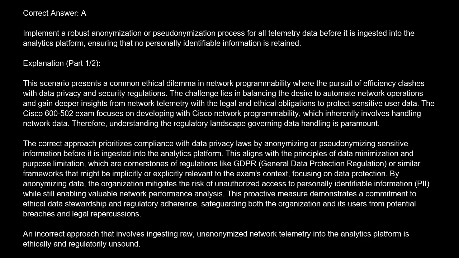The Cisco 600-502 exam focuses on developing with Cisco network programmability, which inherently involves handling network data. Therefore, understanding the regulatory landscape governing data handling is paramount. The correct approach prioritizes compliance with data privacy laws by anonymizing or pseudonymizing sensitive information before it is ingested into the analytics platform. This aligns with the principles of data minimization and purpose limitation, which are cornerstones of regulations like GDPR, the General Data Protection Regulation, or similar frameworks that might be implicitly or explicitly relevant to the exam's context, focusing on data protection. By anonymizing data, the organization mitigates the risk of unauthorized access to personally identifiable information, PII, while still enabling valuable network performance analysis.